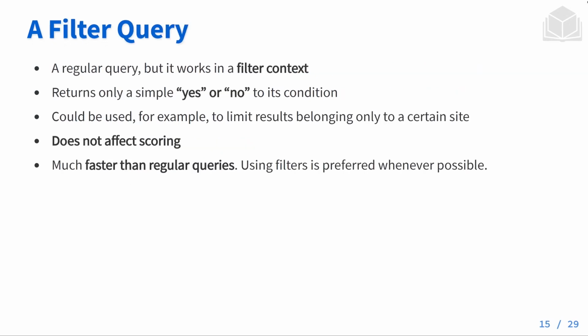We also have a filter query, which is like a regular query, but it works in a filter context, so it only returns a simple yes or no to its condition. These are usually used to limit results belonging only to a certain site. Filter queries do not affect scoring, and they are much faster than regular queries. Using filters is preferred whenever possible.